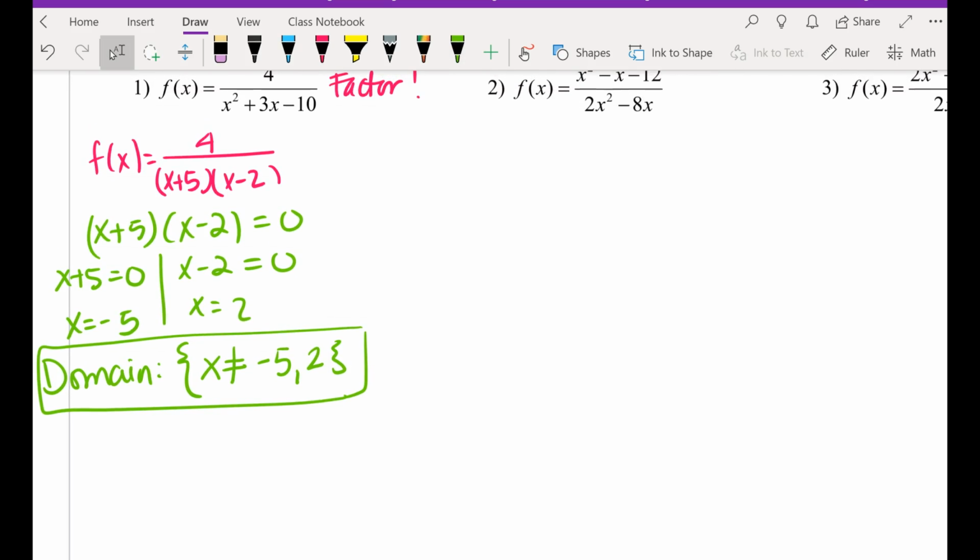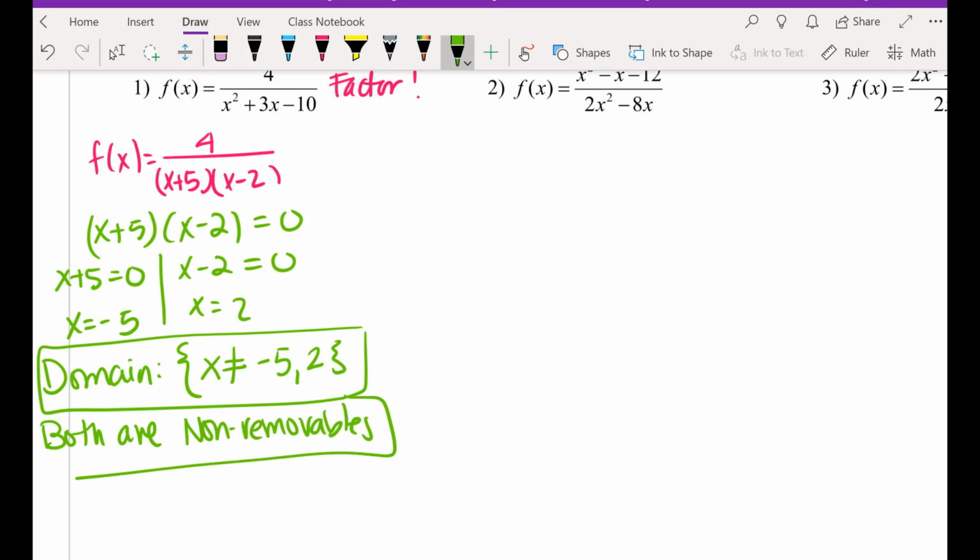Were we able to reduce or cancel any one of those? No. So guess what? Both of them are non-removable, because we didn't reduce anything. Okay. Both are non-removable. Yes, Brandon?